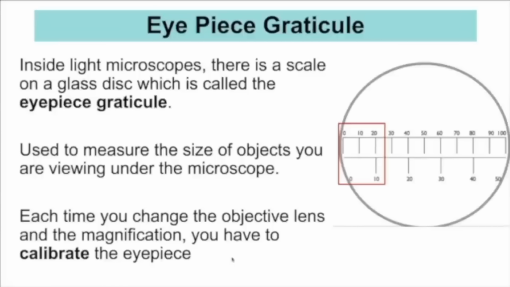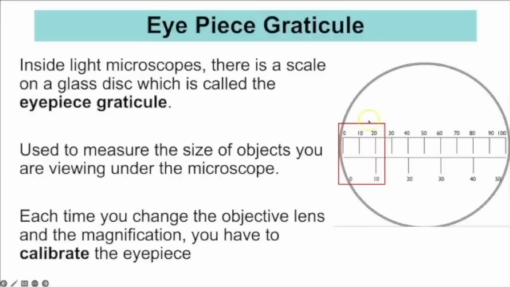Next, we move on to this math skill, the eyepiece graticule, and calibrating it. Inside a light microscope, in the eyepiece, there is actually a scale that you can insert on a glass disc, and that is what the eyepiece graticule is. The point of it is that when you look through the microscope, you can use that scale to measure the size of the object you're looking at. But there are different lenses on your microscope which are going to be causing different magnifications. So you might have times 10, times 40, times 100.